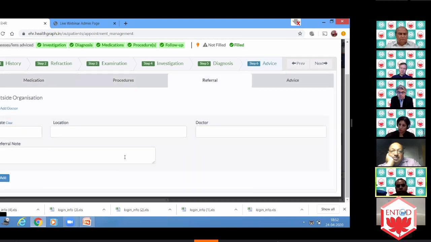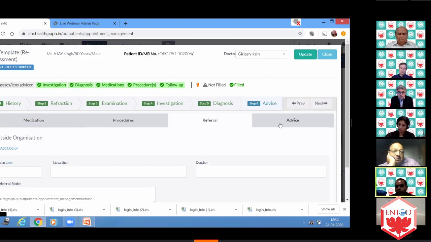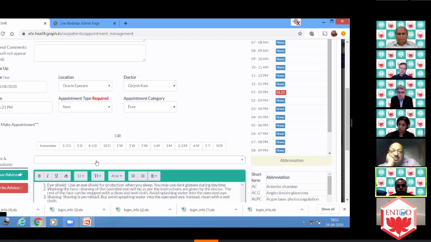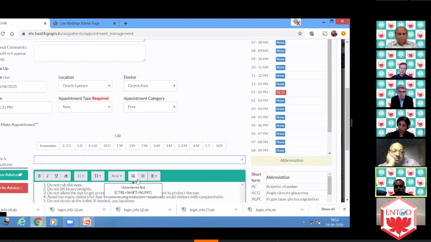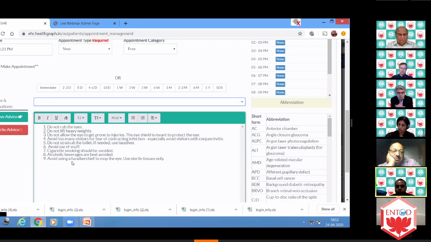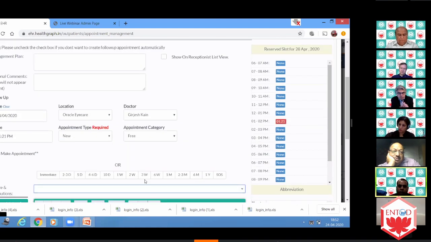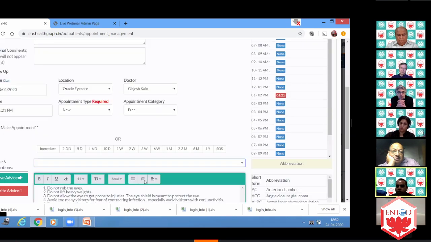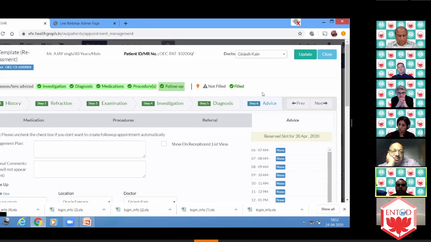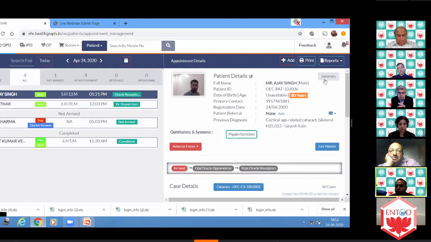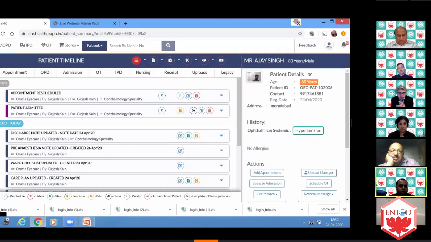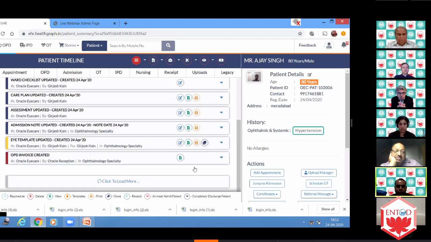If you want to refer, there is a referral segment also. And whatever advice you want to give, whether to put in eye drops or what precautions the patient should take, it is there. It is available in four or five languages, so you can put Hindi, English, or whatever language you want. Now I'll show you a case sheet of that patient.